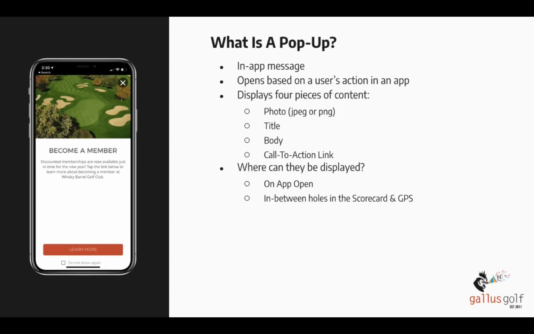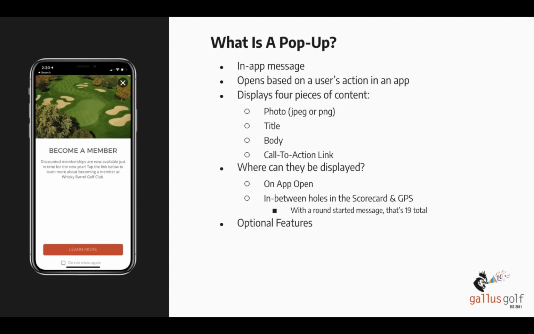These, once again, we'll go into some examples here in a second, but in general, you're going to be able to put them in between certain holes, like in between holes 7 and 8, for instance. So the user will be keeping score in the scorecard and GPS section. They enter their strokes. Before they can see the next hole, they'll see that app overlay message that you're creating here with these pop-ups.